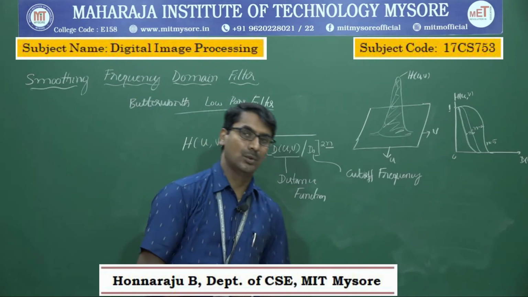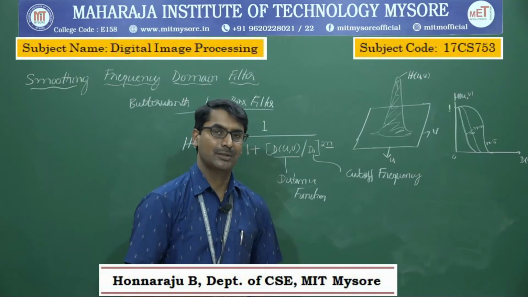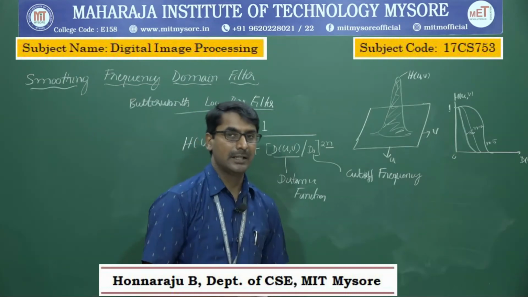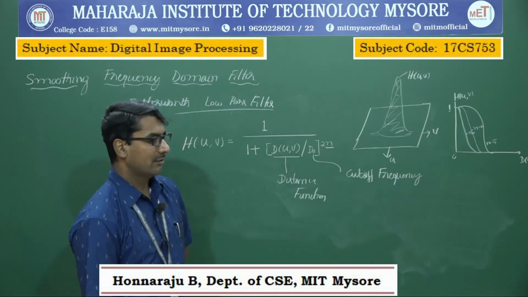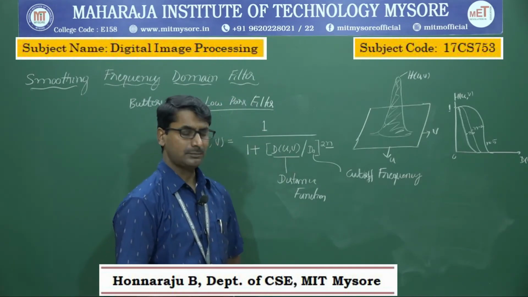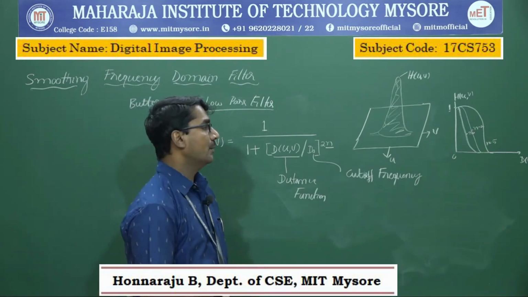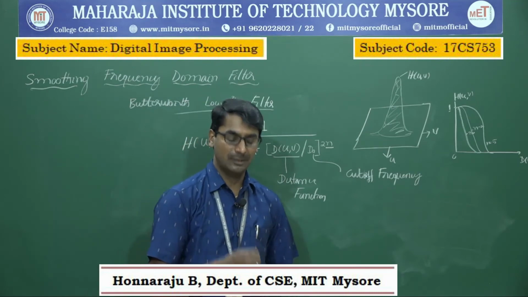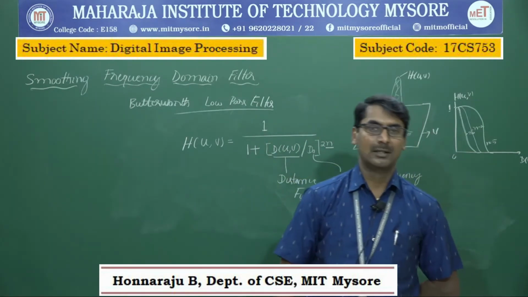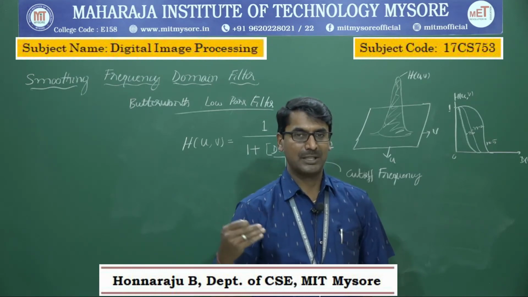So, in order 2, there is a ringing effect, but it is not perceivable. If you increase the order, then there will be a ringing effect. If the cutoff frequency is less, then the image gets a little bit blurred. Compared to the ideal low pass filter, which has more ringing and blurring effect, the Butterworth low pass filter has less ringing effect and less blurring effect. So, the output depends upon the order.